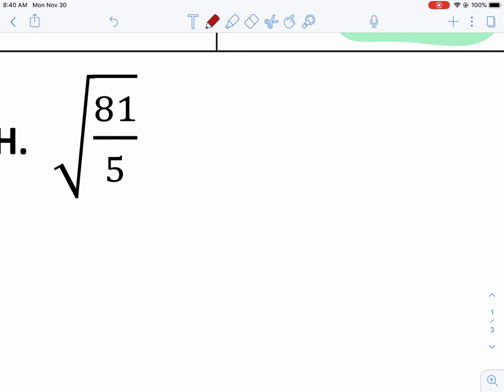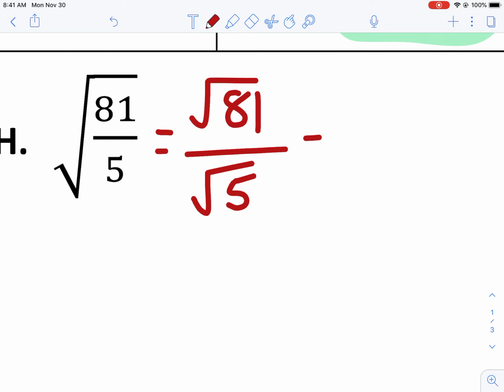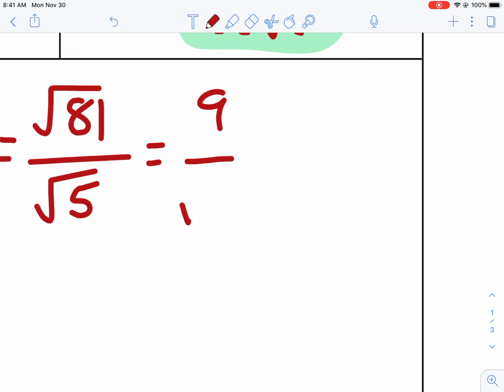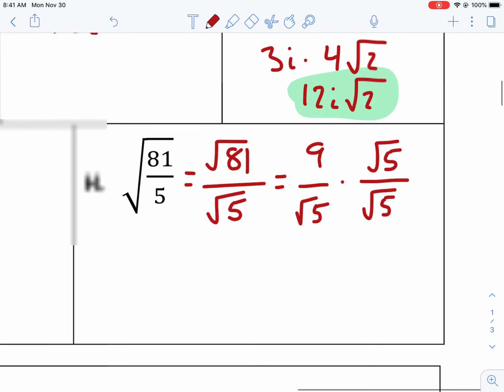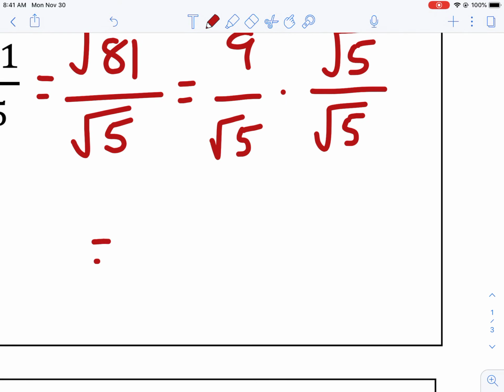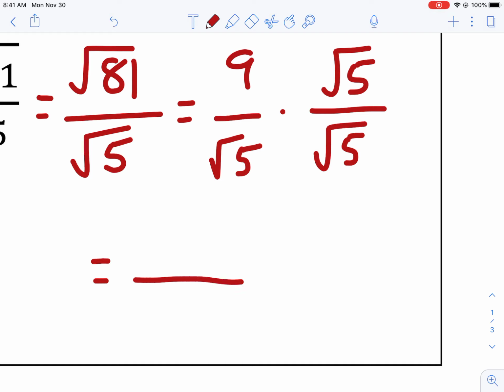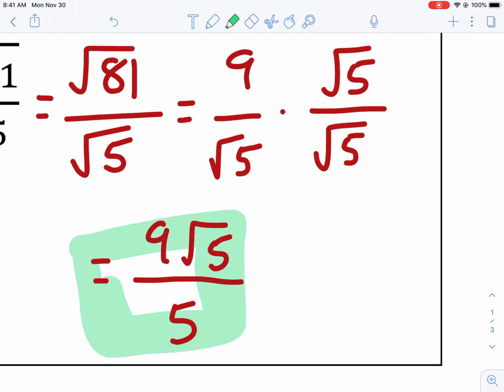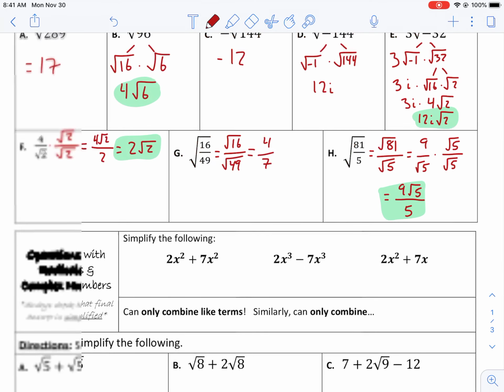For H, we only have one number that is a perfect square. We've got the square root of 81, which is 9. But then on the bottom, we've got the square root of 5. So again, we're going to have to rationalize the denominator here. We've got to multiply by the square root of 5 over the square root of 5. Once again, the square root of 5 times the square root of 5 is just going to be 5. And then we've got 9 radical 5 on top, and this can't be simplified any further, so this is just your answer.